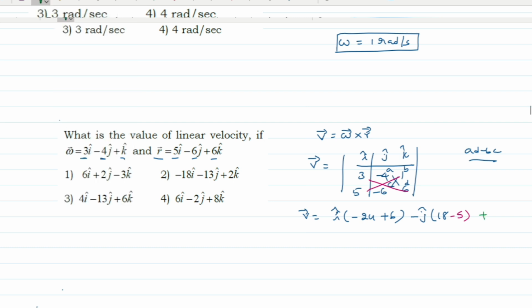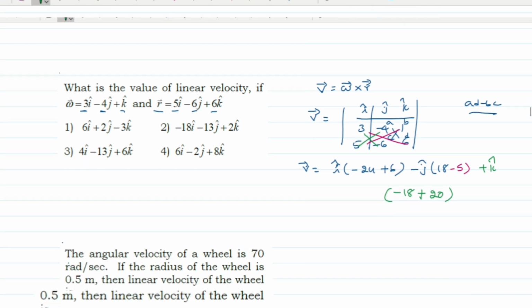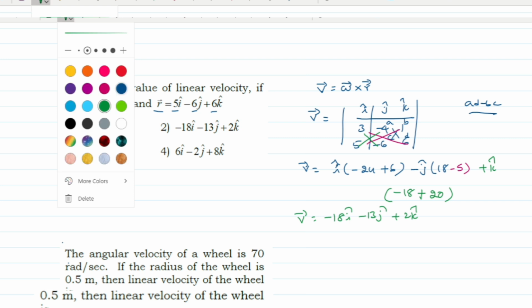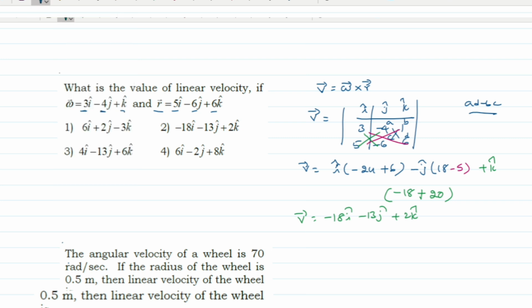Now the next, plus k cap into 3 into minus 6, which is minus 18, and minus 4 into 5, here minus into minus is plus, so 20. When we simplify this together, we will be getting minus 24 plus 6, which is minus 18 i cap, minus 13 j cap, plus 2k cap. So that is the correct answer. Minus 18 i cap, minus 13 j cap, plus 2k cap is the correct answer.